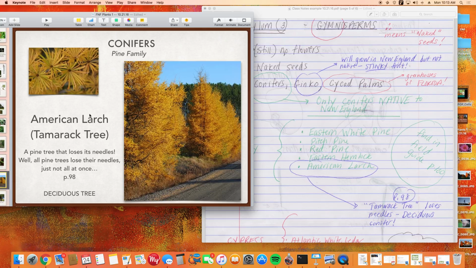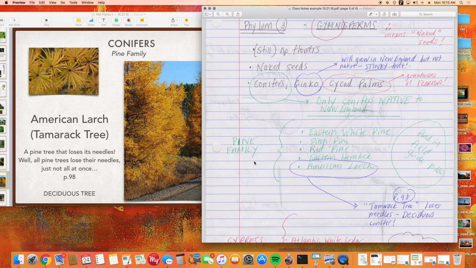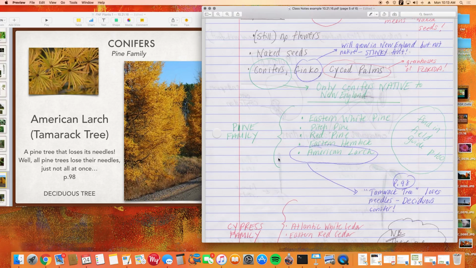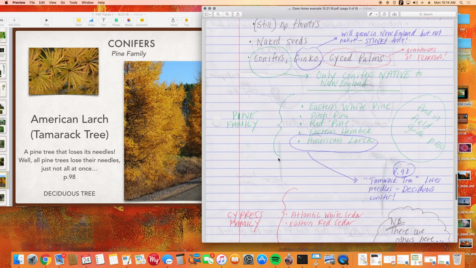So this is the larch tree. It looks like a pine tree, but it loses its needles. Now, all pine trees lose their needles, just not all at once, right? So don't think that pine trees never lose their needles. They do. They're evergreen. So they need to be green all the time because they don't have as much surface area. They live in areas with not as much water in some cases, so they don't lose water as readily.